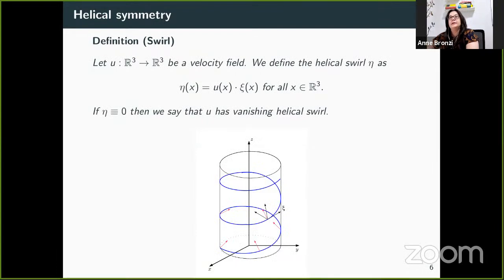Okay, so we will also need this condition on the swirl. In this case, the helical swirl is the tangent component of the helices. If you take this tangent component, which is u dot psi, then this is the swirl, and we are assuming that this function here is 0. And now our work.